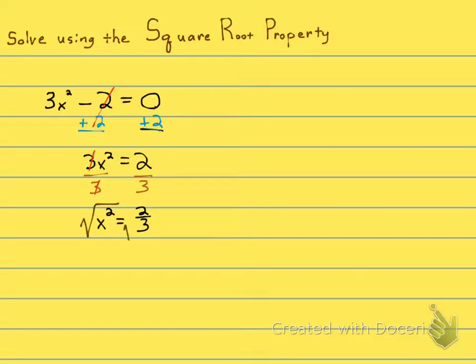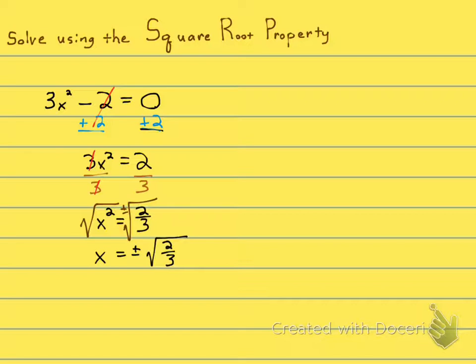Now that the x squared is by itself, I'm going to take the square root of both sides, plus or minus. So on the left-hand side, the square root of x squared is just x. On the right-hand side, I have plus or minus the square root of 2 over 3.